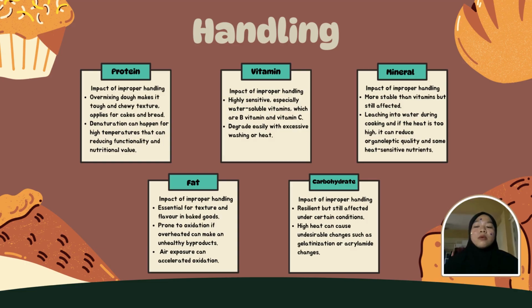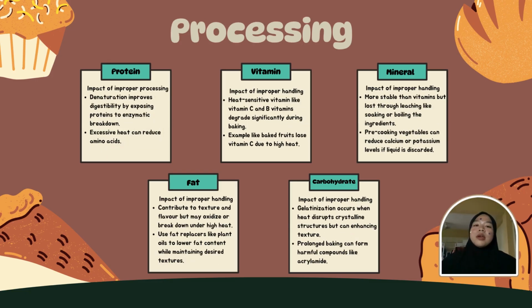Even carbohydrates, though resilient, can undergo undesirable changes like gelatinization or acrylamide formation. So gentle handling, proper temperature control, and minimizing unnecessary processing are key to preserving both the nutritional value and quality of baked goods. Okay, so now I'll be presenting about processing.